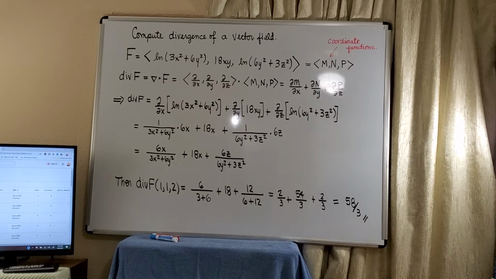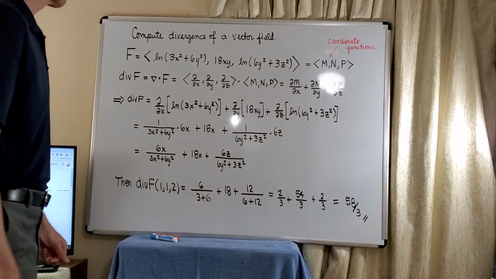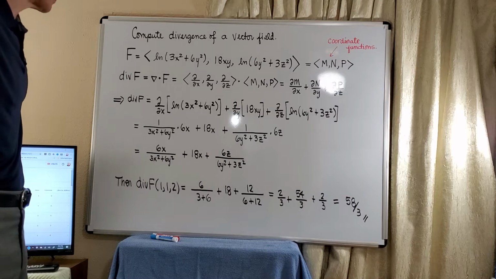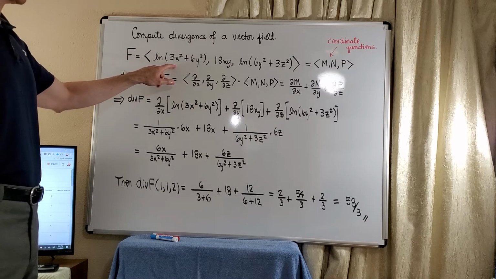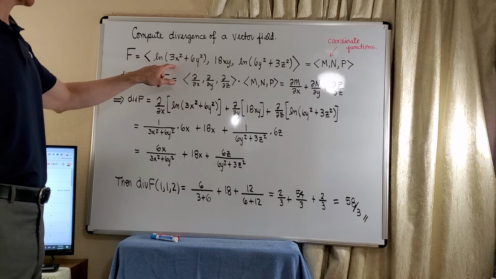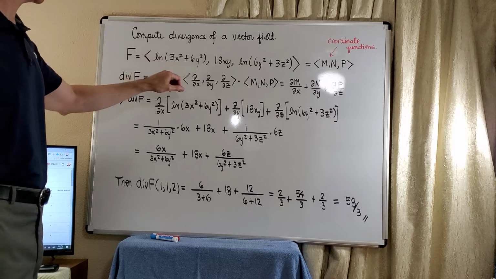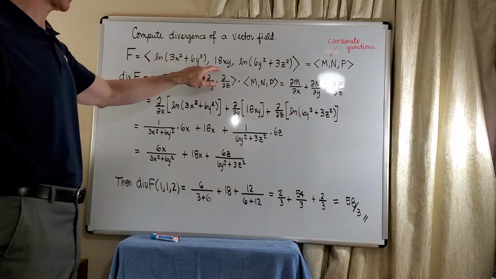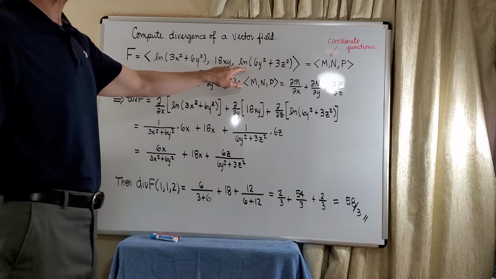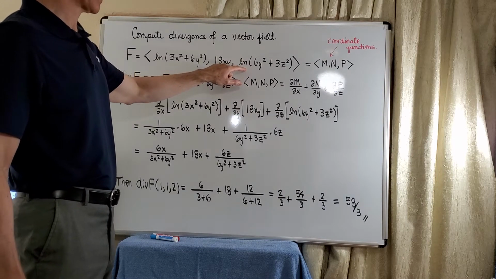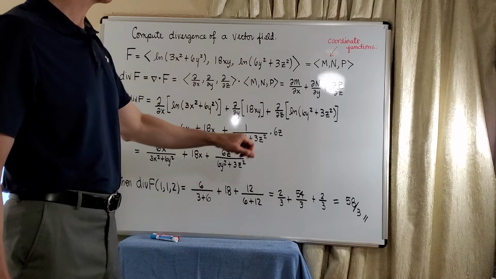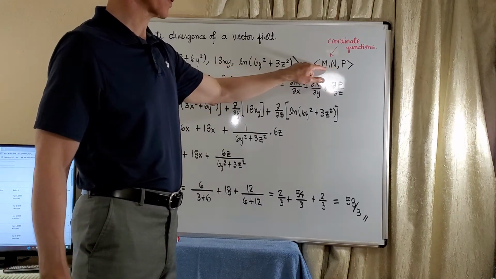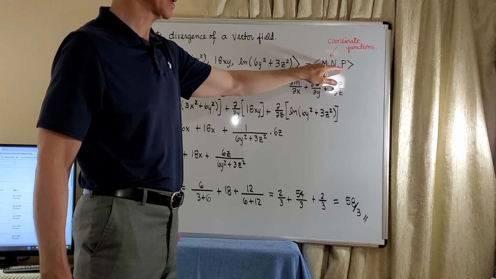Let's compute the divergence of a vector field. In this particular case, we have the vector field f. The first coordinate function is the natural log of 3x squared plus 6y squared. The second coordinate function is 18xy. And the third coordinate function is the natural log of 6y squared plus 3z squared. Normally we will use the letters M, N, and P for the coordinate functions.